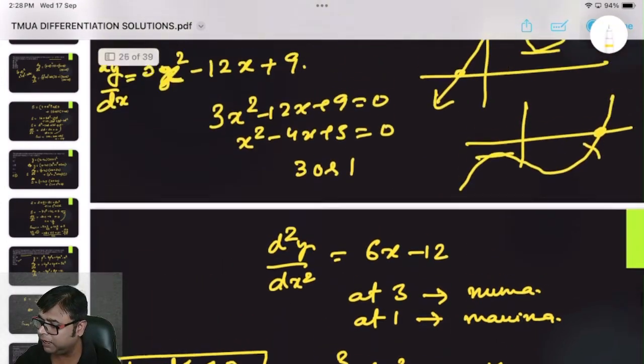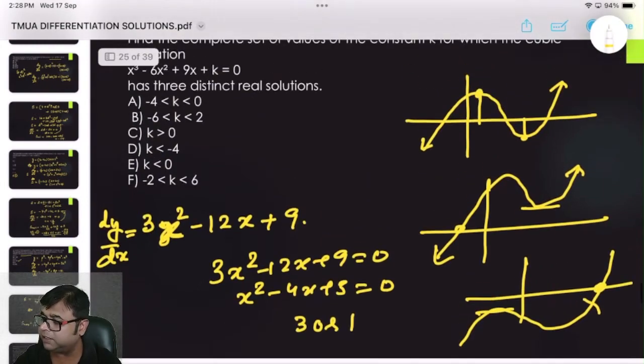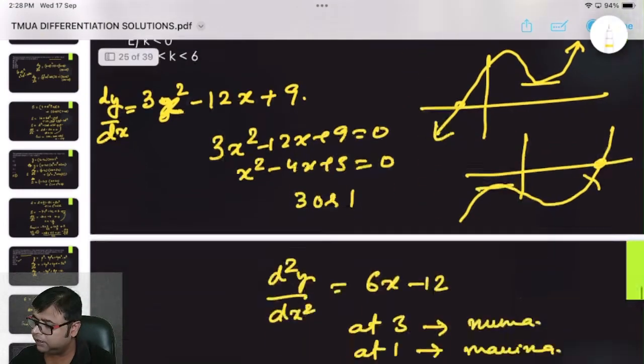Very important question, and very easy to understand if you do it through a graph. If you first visualize it through a graph, right? Let's move on to the next.